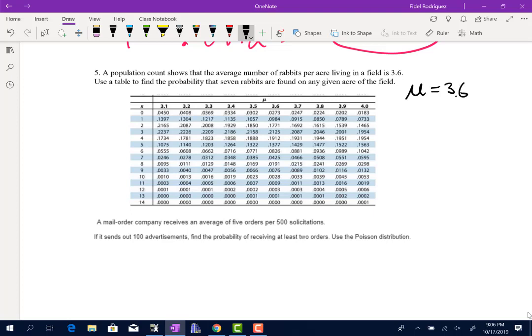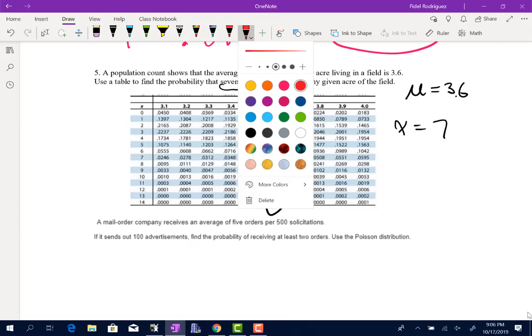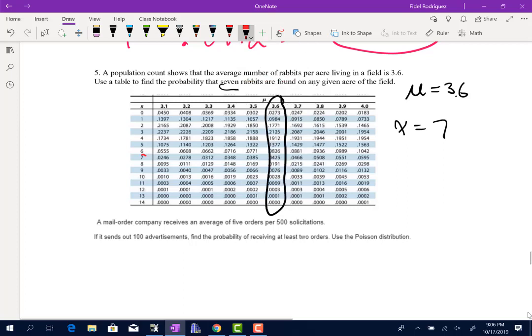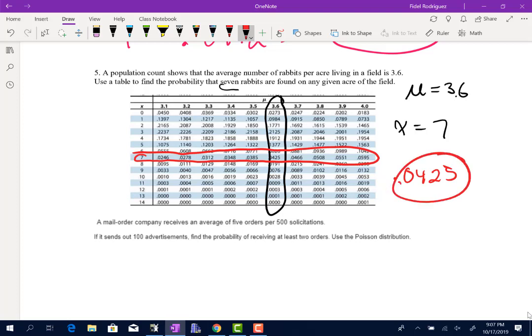Okay. And now we're going to look for the probability of how many rabbits? 7. Okay. So look, guys, here's my 3.6, right? And then we're going to go to what number? What number are we going to use? 0.045? 0.0425, there you go, sorry. 0.0425, right?